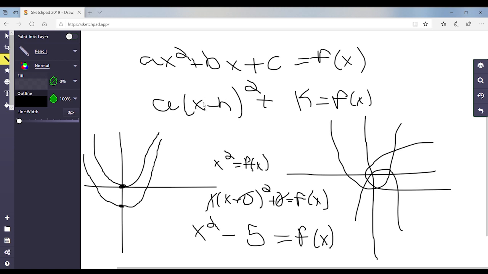Okay. So now let's talk about the h. Well, h basically moves it horizontally. So if we wanted to move it right, h would be positive. If we wanted to move it left, h would be negative. So you subtract something to move it right, and you add something to x before you square it to move it left.